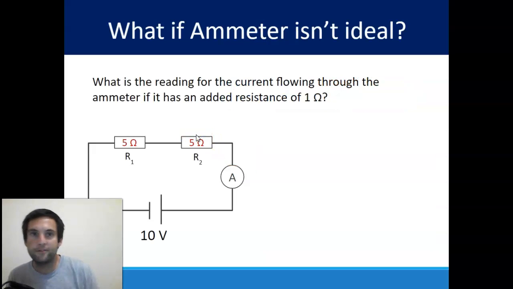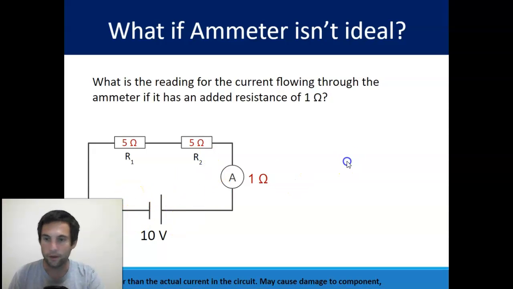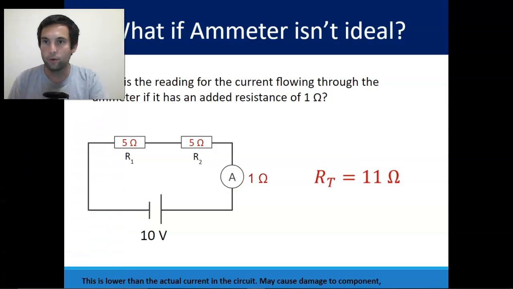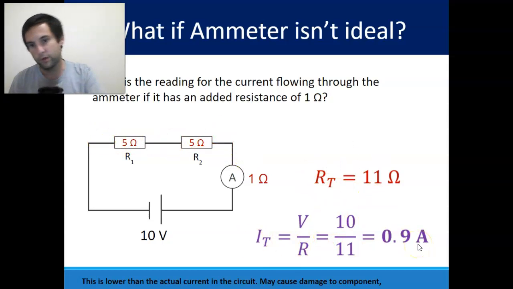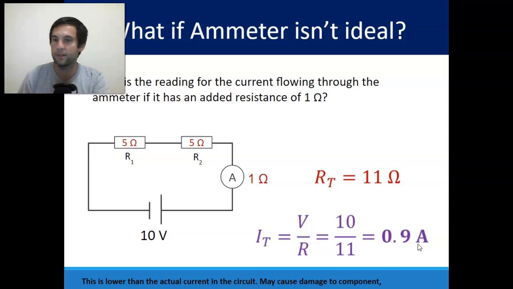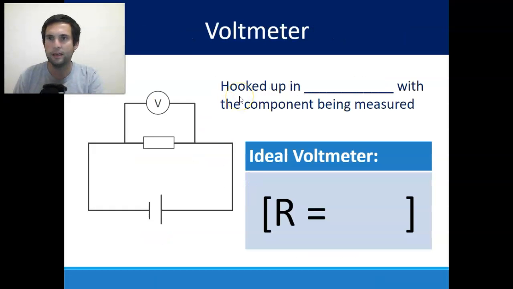Well, what happens if an ammeter isn't ideal? Then what is the reading for the current flowing through the ammeter if it has an added resistance of 1 ohm? Go ahead and solve this circuit. So we've got 1 ohm there. The total resistance, 1 plus 5 plus 5 gives us 11, and then the total current equals 0.9 amps. This is lower than the actual current in the circuit, so the component may actually be affected.